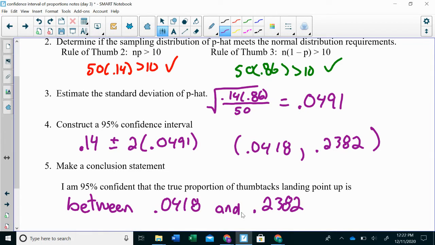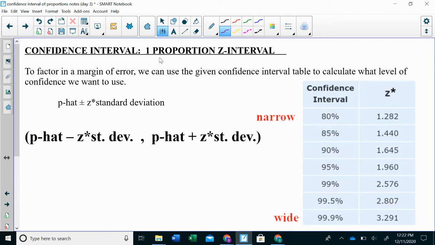Now, a part of the objective that we had mentioned something called the Z interval. All right, so let's see what the Z interval is about. So confidence interval, one proportion Z interval. Well, to factor in a margin of error, we can use this confidence interval table to calculate what level of confidence we want to use. So the empirical rule for our normal distribution says that 95% of all data should fit within 2 standard deviations.